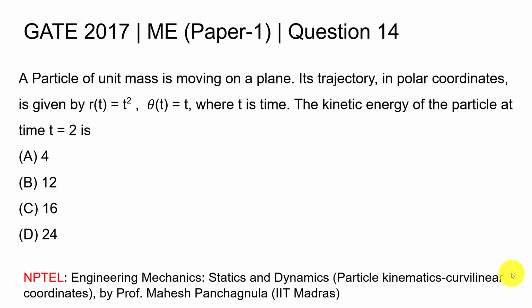Hi all. Today we are going to see a question from GATE 2017 Mechanical Paper 1, question number 14. A particle of unit mass is moving on a plane. Its trajectory in polar coordinates is given by these functions r of t and theta of t, where t is time. You are supposed to find the kinetic energy of the particle at time t equals 2. You are given 4 options.